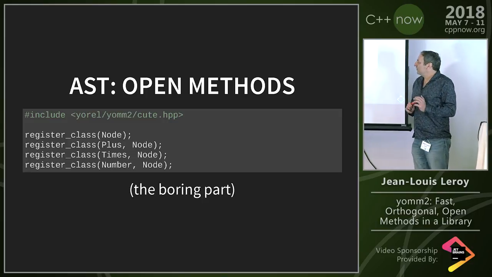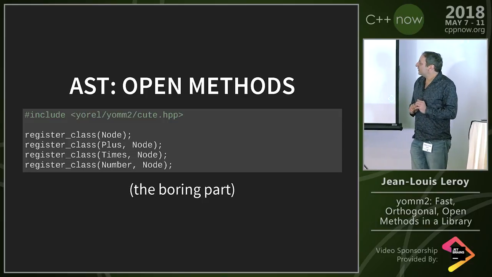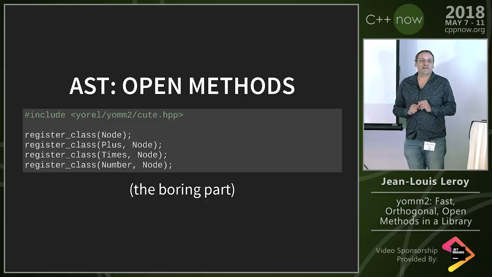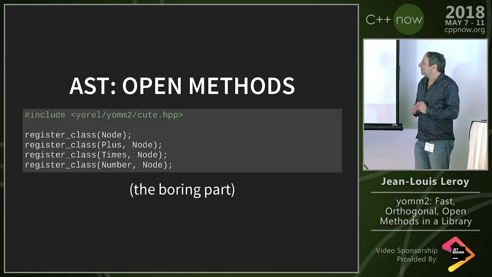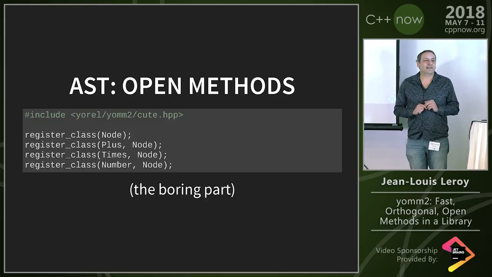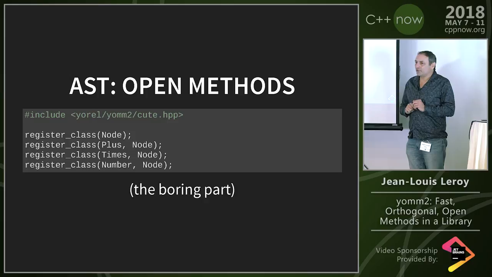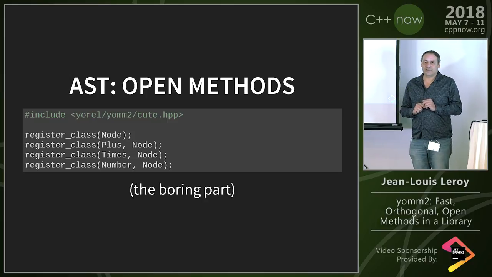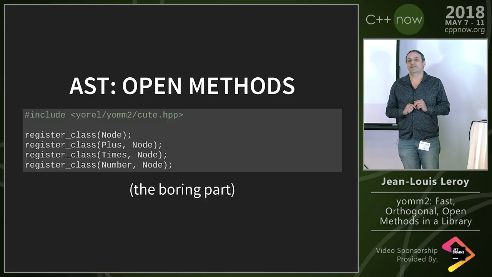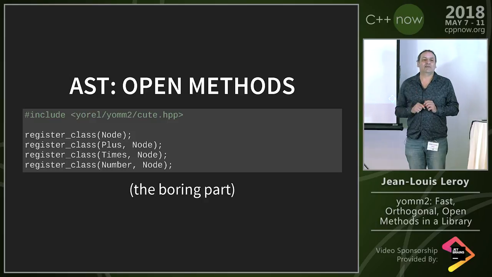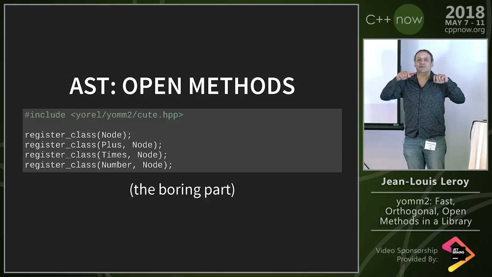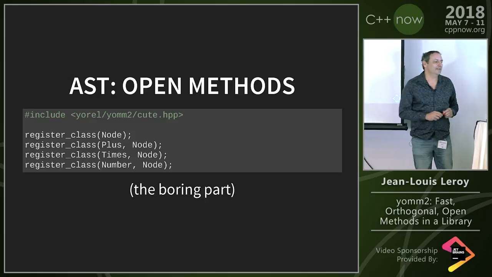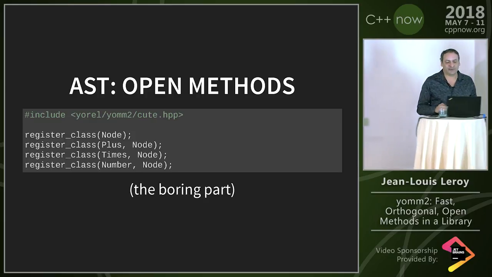So how do we use it? First, we need to include an include file, yomm2/qt.hpp. Qt means that you get Qt-style names like declare_method and so on. If you include yomm2.hpp, then you get ugly capitalized macros like YOMM2_CLASS and so on. So I prefer the Qt headers.